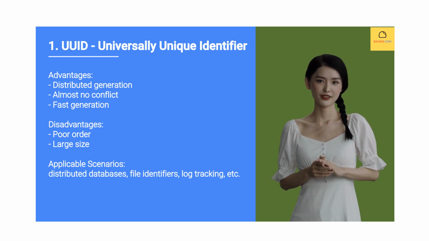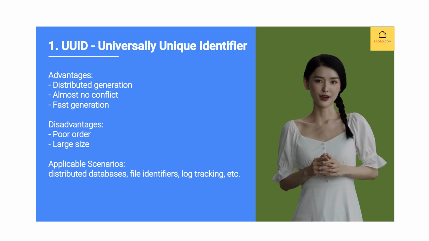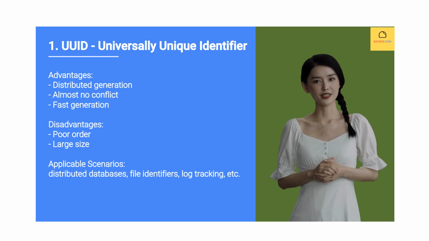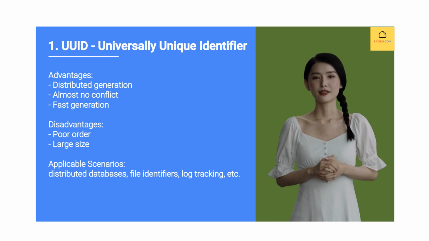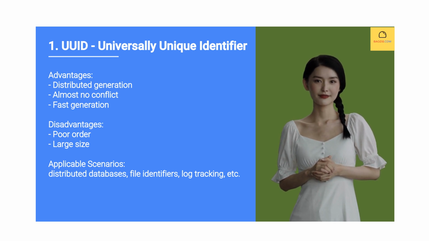While the disadvantages are: first, UUIDs are randomly generated, so they cannot be arranged in chronological order. Second, UUIDs are 128 bits long, which increases storage and transmission costs.